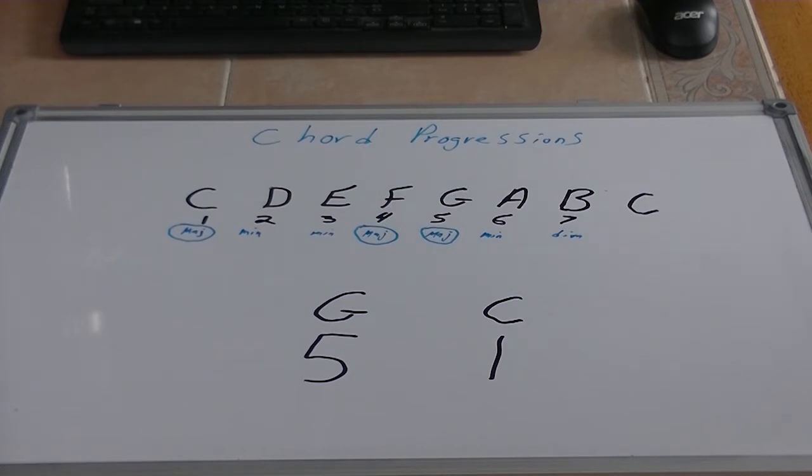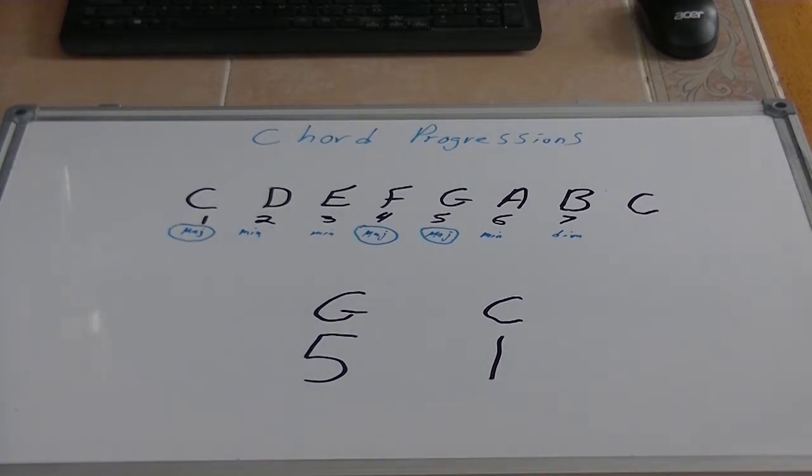When I hear the 5 chord, in this case the G, followed by the 1 chord, which in this case is the C, it sounds like an ending. I think these cadences that we're looking at are meant to imply an ending.